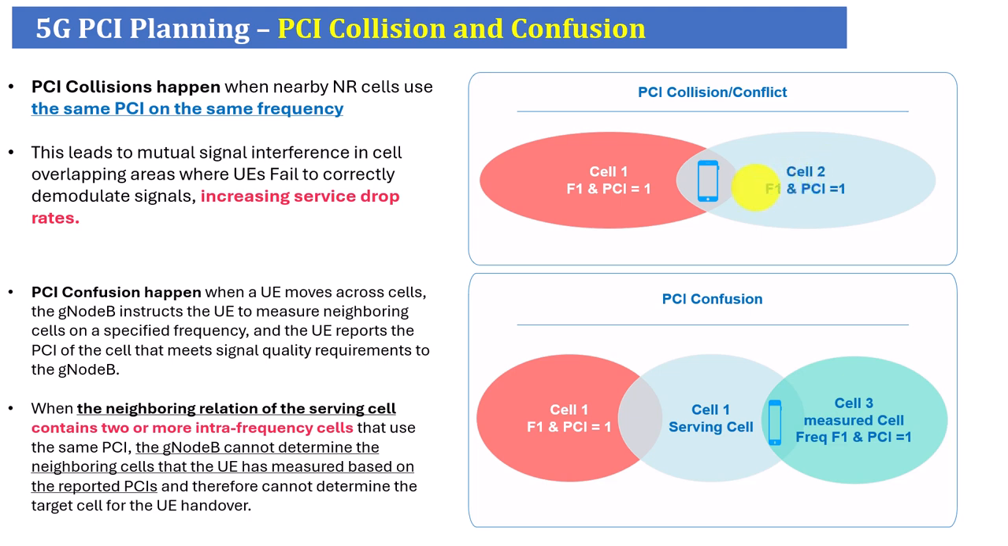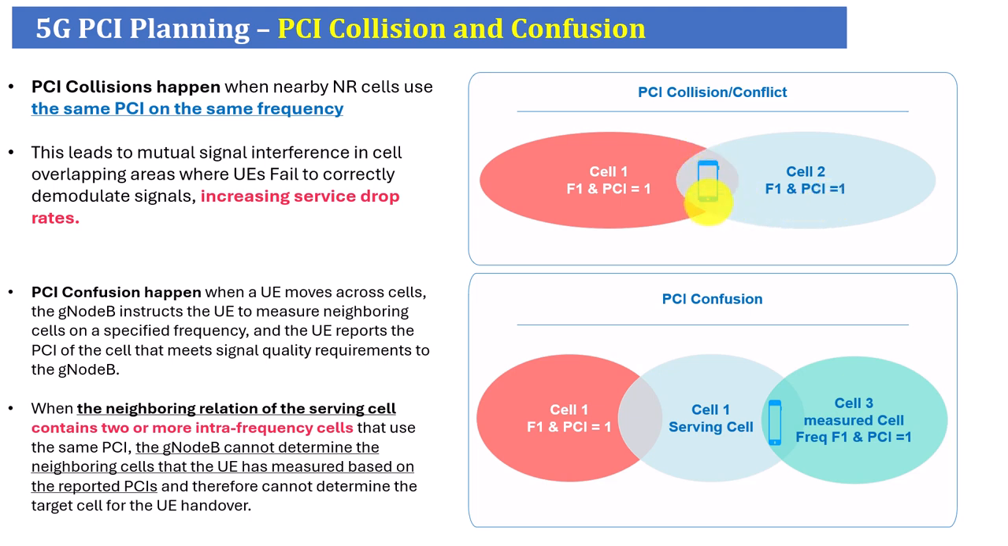Okay, the last part here is one of the very basics, I think. We need to quickly cover it. It's about the types of PCI conflict, which has two types, PCI collision and confusion. As you can see in the figure at the top right, this is covering the PCI collision, where you have cell 1 and cell 2. Both are operating on the same frequency, for sure, and for example, both of them are using PCI 1. So the user will have a conflict.